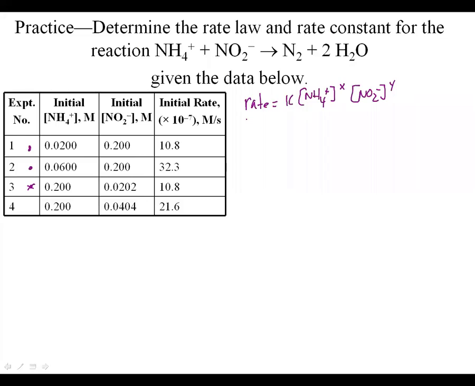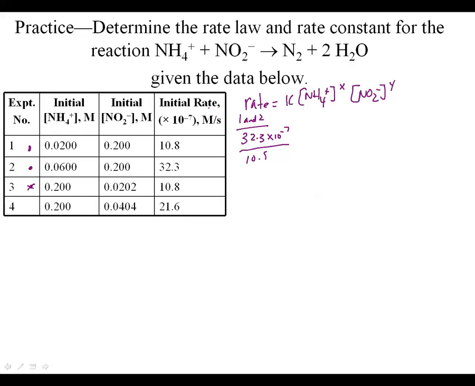we got 32.3 actually times 10 to the minus 7 divided by 10.8 times 10 to the minus 7. If you're curious where I got that 10 to the minus 7, it is right there in that table. And you want to make sure you don't miss anything like that.